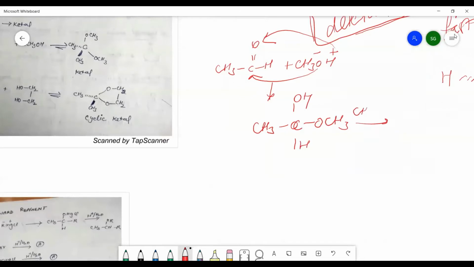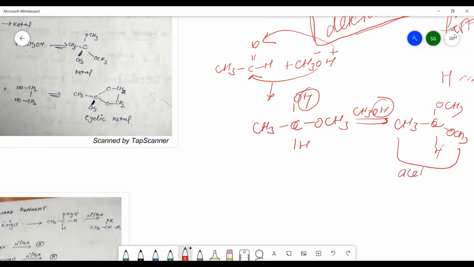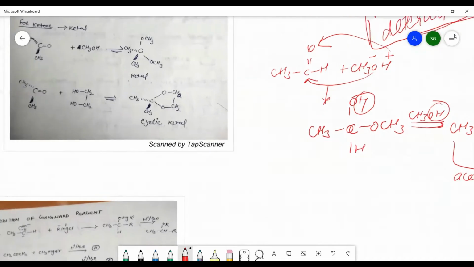And after that if we add one more alcoholic group, then you will get OCH3, OCH3 and H. There is a removal of a water molecule from this compound, and we will get the acetal. So hemiacetal or acetal, these two compounds will be formed when the addition of alcohol takes place.